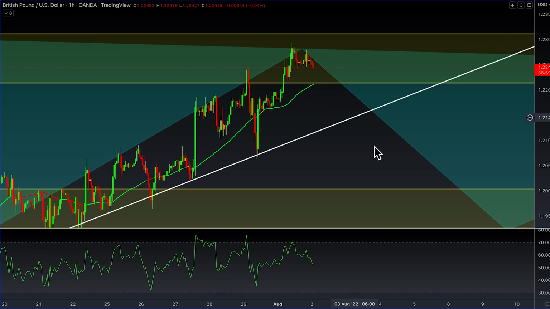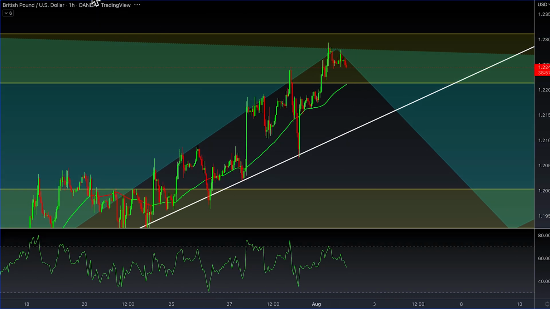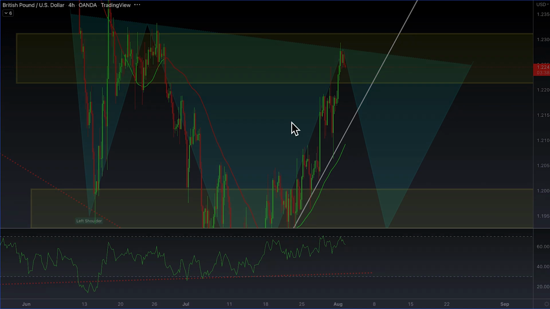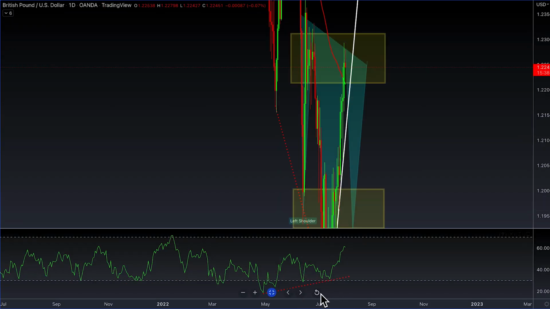So stick with me, guys. I'm going to keep you updated. But right now we're on this daily chart on GBP USD.